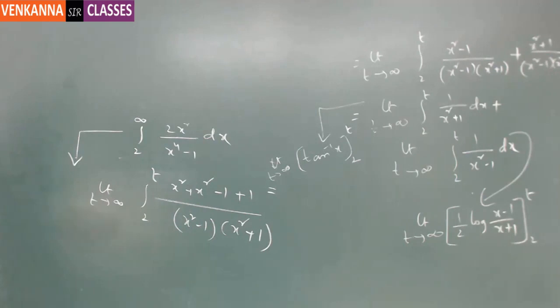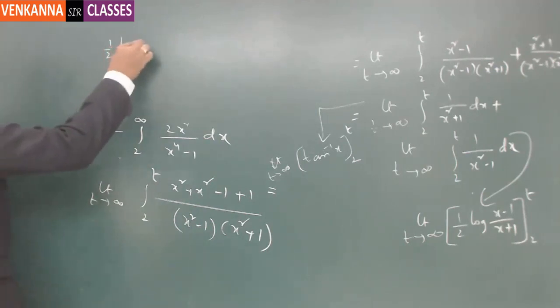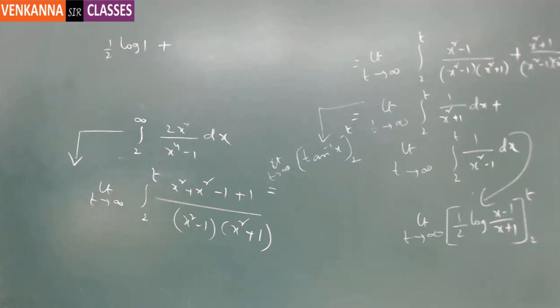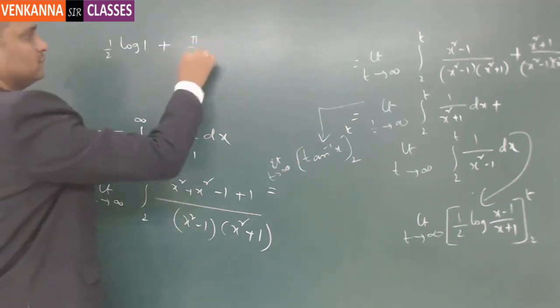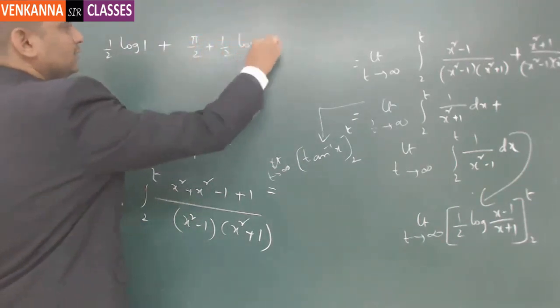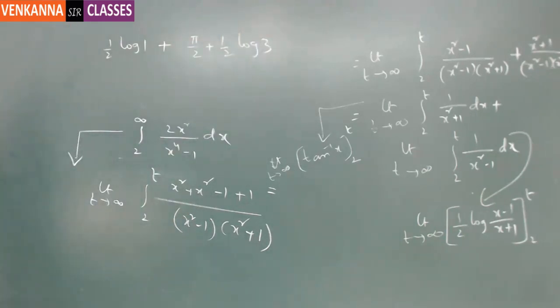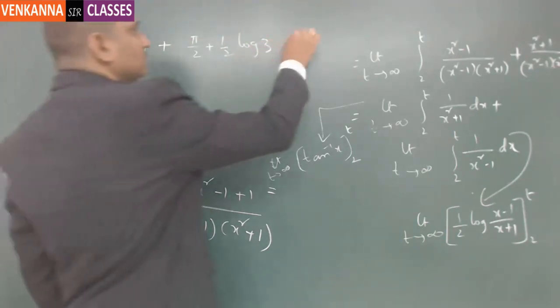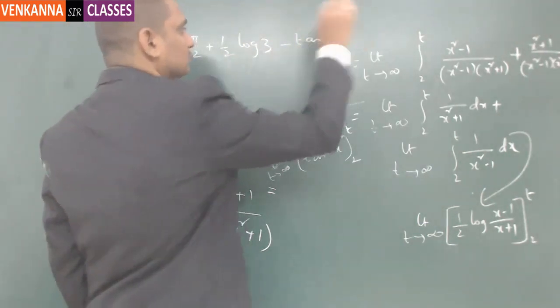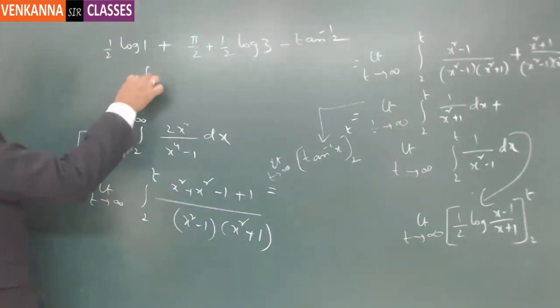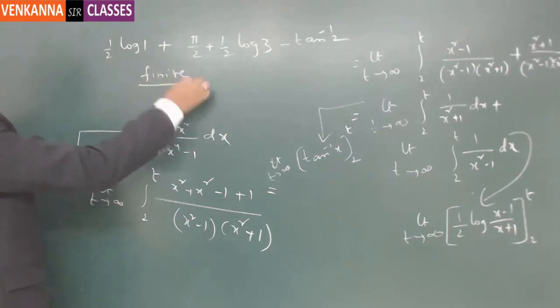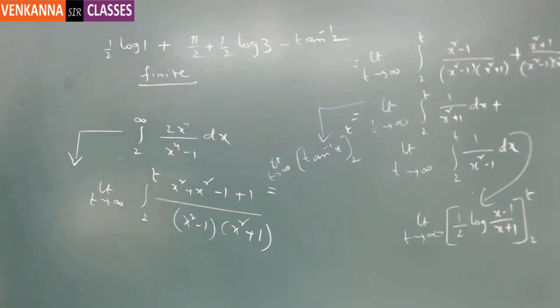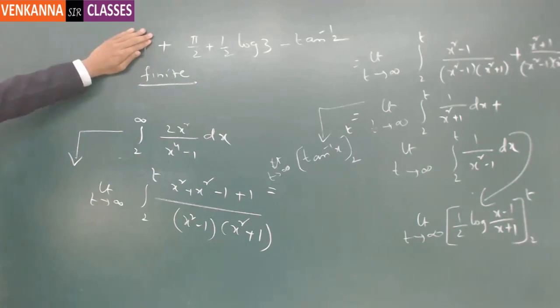I will say that you are going to get the value as 1 by 2 log 1 plus pi by 2 plus 1 by 2 log 3 minus tan inverse 2. Since it is a finite value, the given integral is convergent. Its value is nothing but the value you have obtained. And 1 by 2 log 1, since log 1 is 0, this value is nothing but 0. So pi by 2 plus 1 by 2 log 3 minus tan inverse 2 will be the answer here.